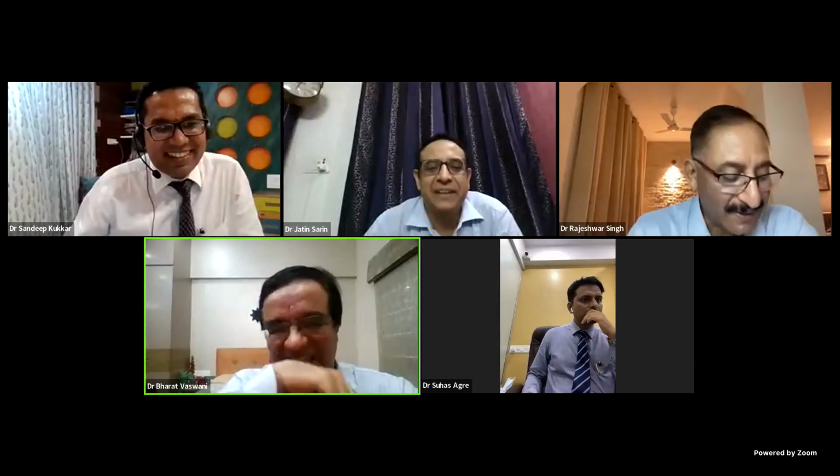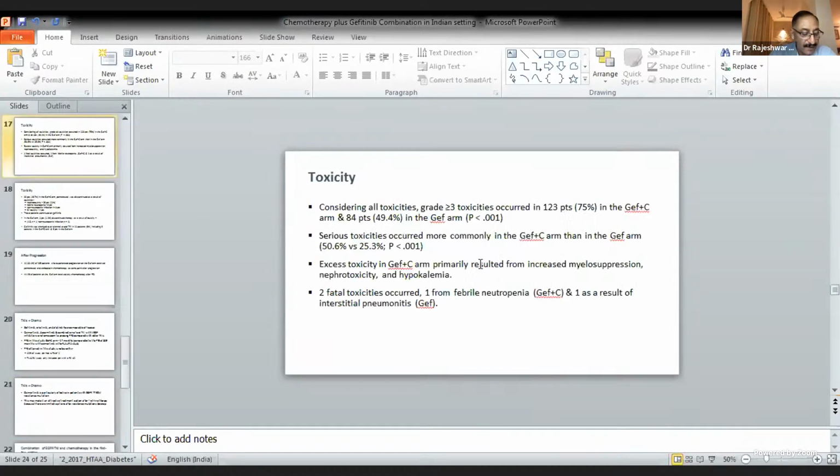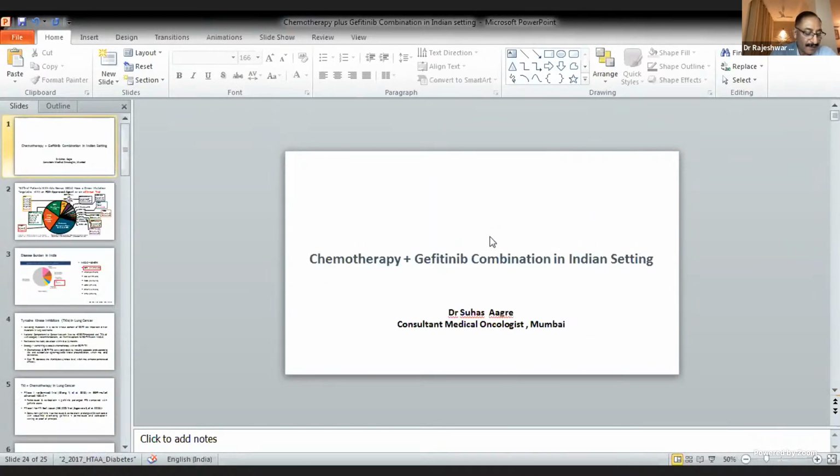Absolutely. So we proceed to the third presentation, which is again a very convincing presentation for our country, that is chemotherapy and gefitinib, a magical combination in an Indian setting. And we have Dr. Suhash, who is a consultant medical oncologist and hematologist at Asian Cancer Institute, Mumbai. He'll be giving his point in favor of a combination which is specific to our country. Dr. Suhash, please.